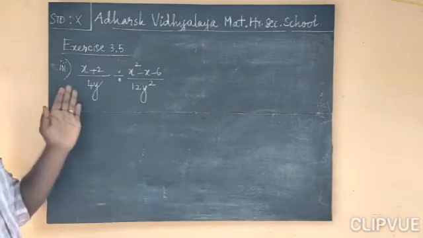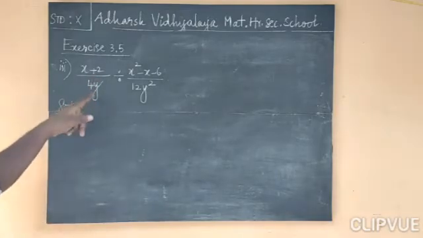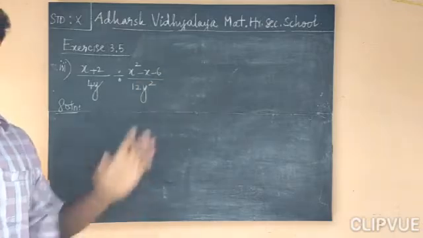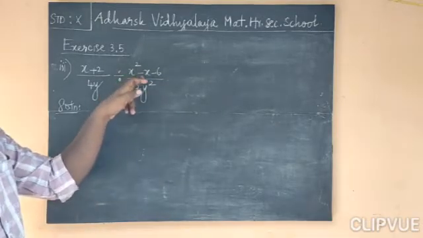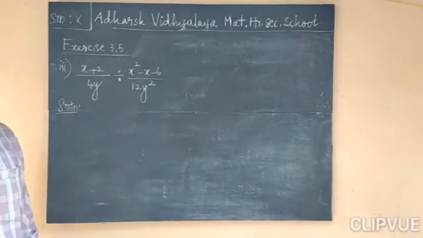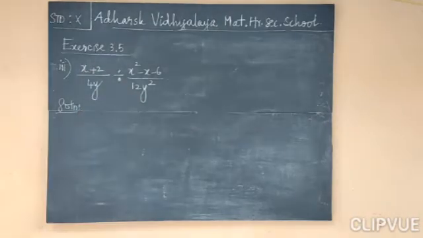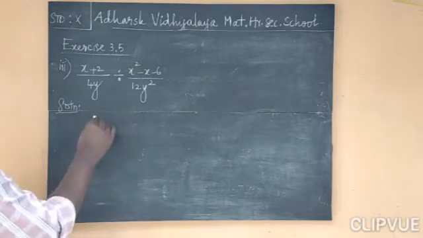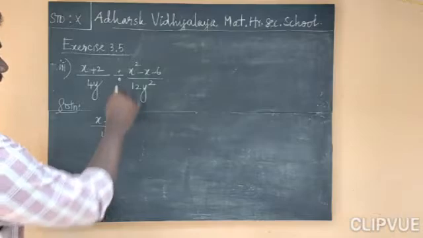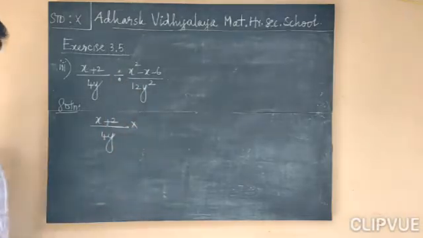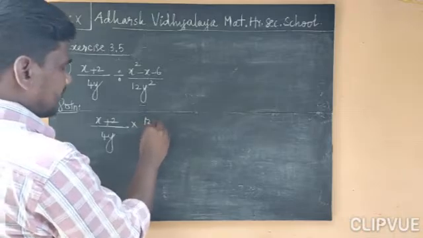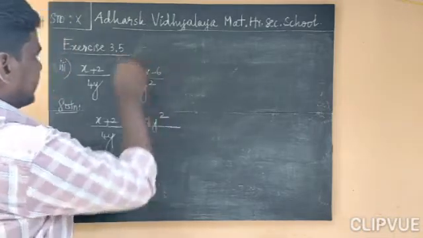Next, the third subdivision: x plus 2 divided by 4y, divided by x square minus x minus 6 divided by 12y square. It is very easy. Only one quadratic polynomial we have, and the remaining are all in linear factor form. First, the rational expression as it is, x plus 2 divided by 4y. By changing the sign, division into multiplication, we take the reciprocal of this rational expression, that is 12y square divided by this one.